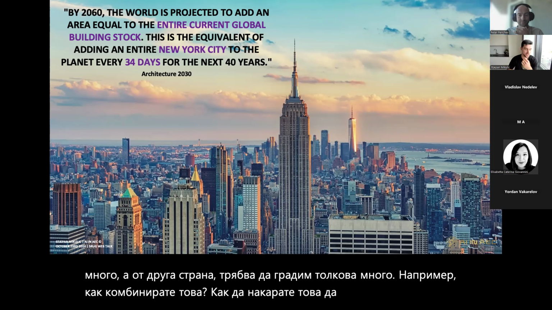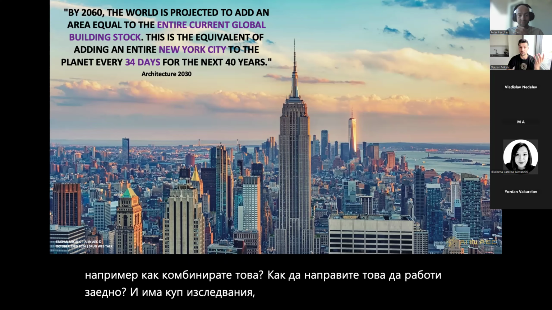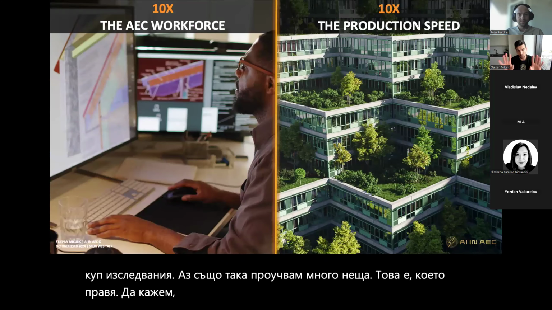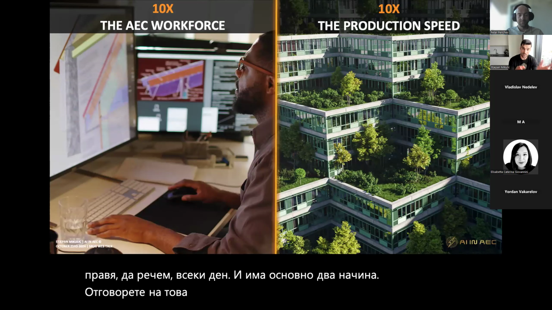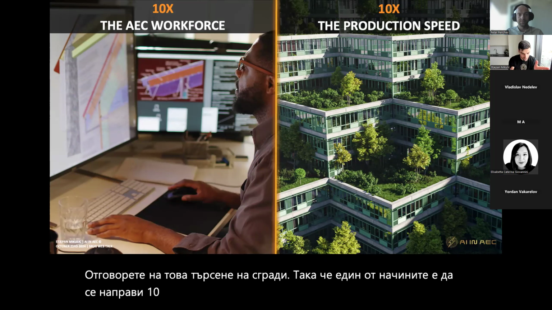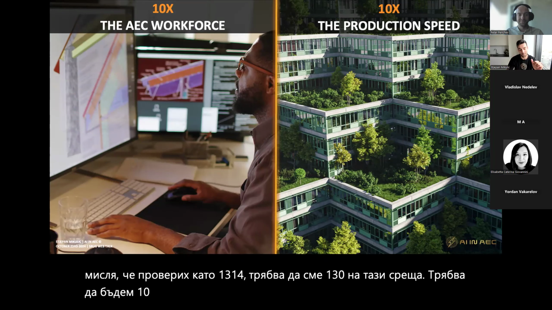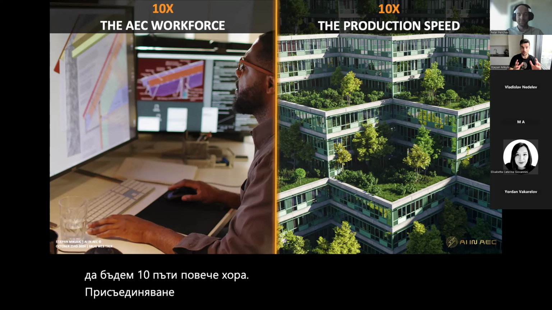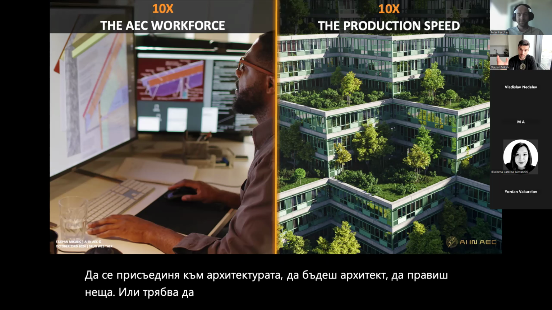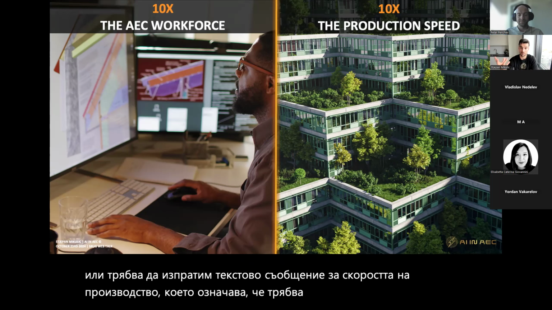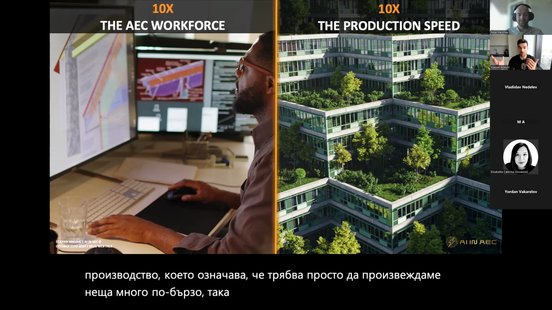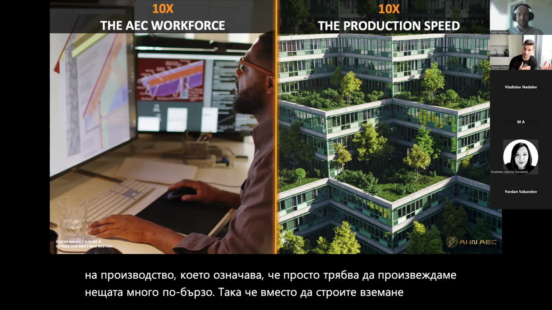There's a bunch of research, and I also research a lot myself. This is what I do every day. There are basically two ways we can meet this demand for buildings. One way is to 10x the AEC workforce. So instead of us being, I think I checked, 13 or 14, we need to be 130 in this meeting. We need 10x more people joining and being architects. Or we need to 10x the production speed, meaning we need to produce a lot faster. So instead of buildings taking 2, 3, 5 years, they need to take a few months.